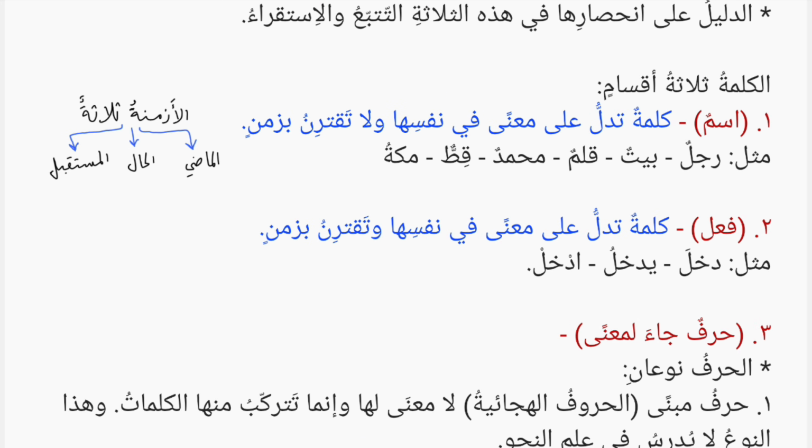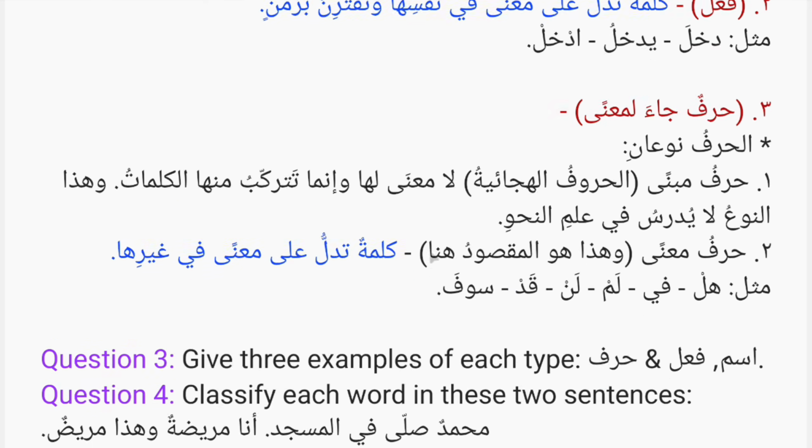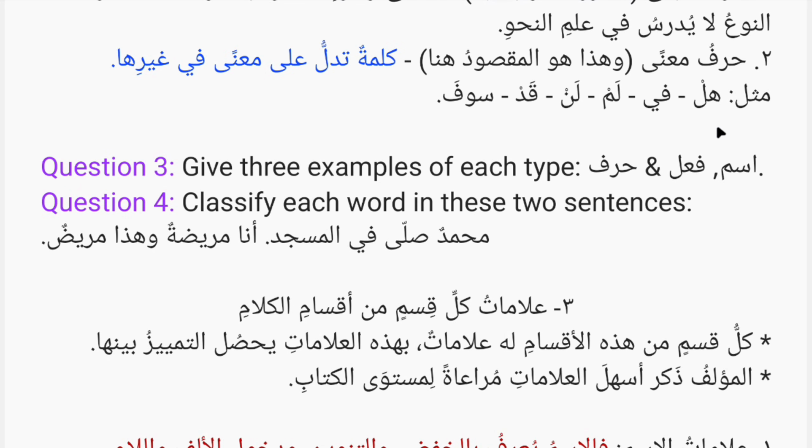And the difference between these two is in terms of tense. This has no connection to tense. This is connected to tense. طيب. Examples of حروف: هل, which is an interrogative particle, في, لم, لن, قد, سوف.